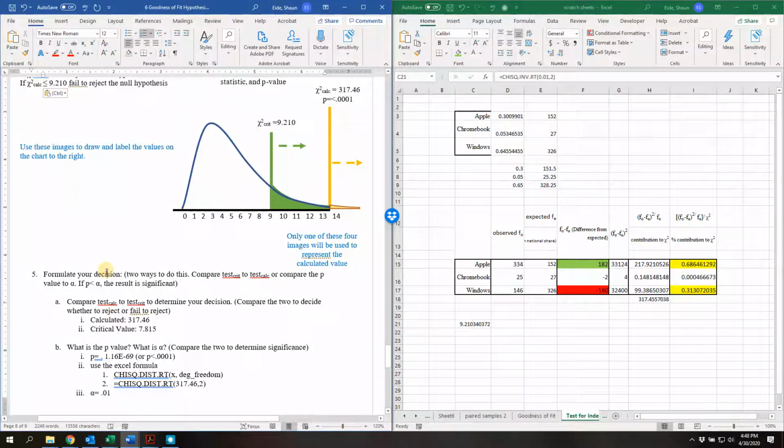Next, formulate your decision. Two ways to do this. You can compare the test crit to the test calc, and we've got the calculated value. How did we get the calculated value?